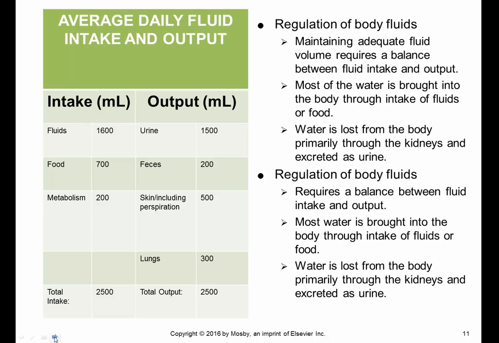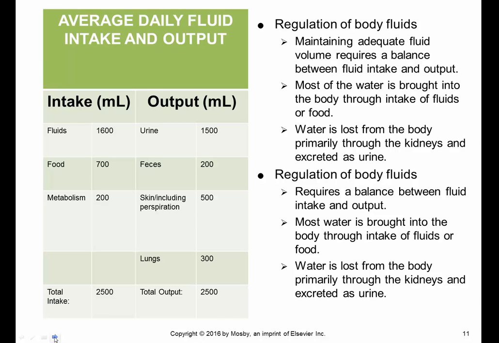We know that we need to maintain adequate volume, and we have to balance our intake and output. Most of what comes into our body is through foods or fluids, and primarily water is lost through the kidneys and it's excreted as urine. So this is just an average chart to show what we take in and how we put it out.